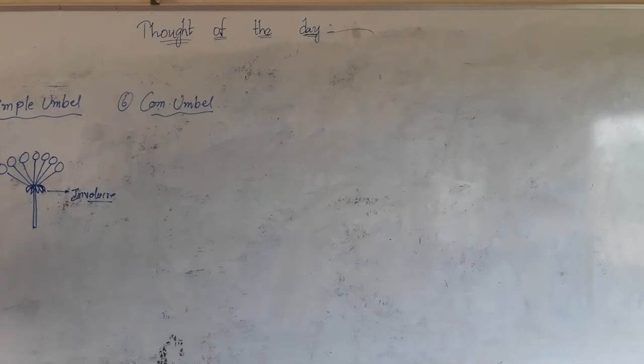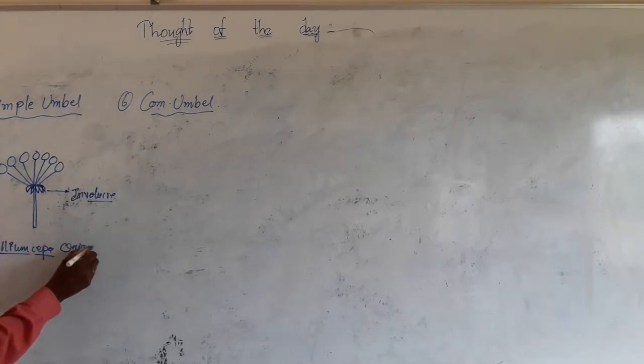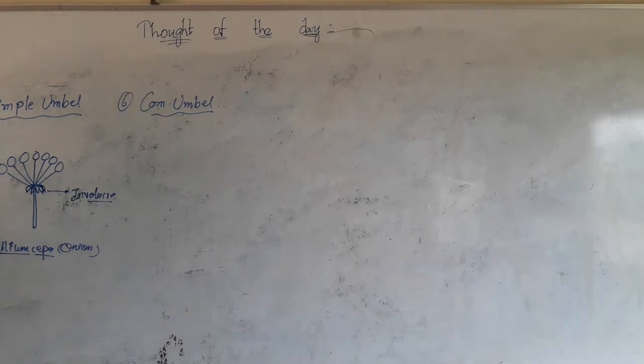This is a simple umbel inflorescence. One of the best examples of this inflorescence is onion, Allium cepa. Allium cepa is the scientific name of onion. Let us look at the Allium plant. Here the inflorescence axis is unbranched, a columnar pedicle. This unbranched pedicle is also considered a scape. This is called the scape.